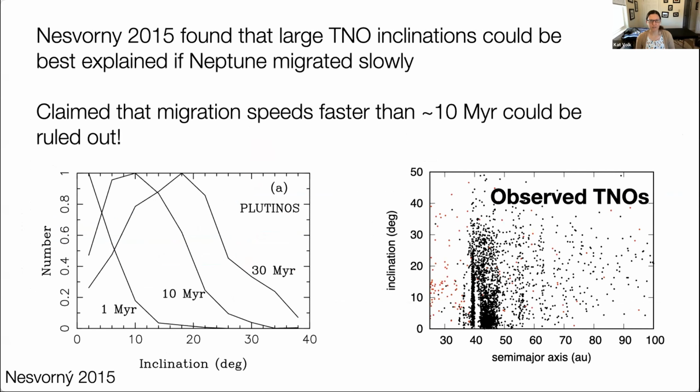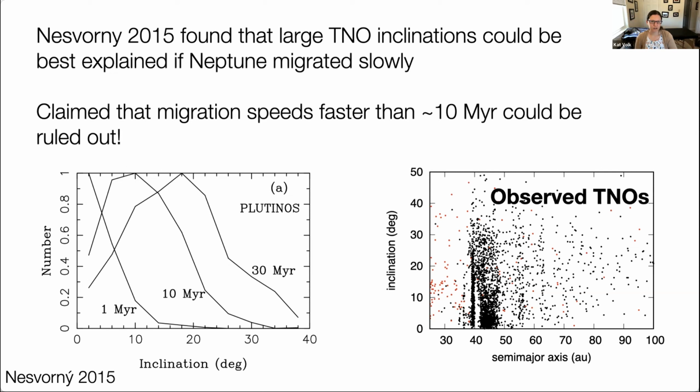And I bring that up because there has been some back and forth about this, where conclusions we thought were firm maybe aren't so firm. So for example, in 2015, Nesvorny found that these really high orbital inclinations in the TNO populations could maybe be explained by that very slow last stage of Neptune's migration. Because he did a bunch of simulations and he found that the more slowly you have Neptune migrate to its final position, after whatever happened with jumping or whatever, the more you'd excite the orbital inclinations of the final populations.